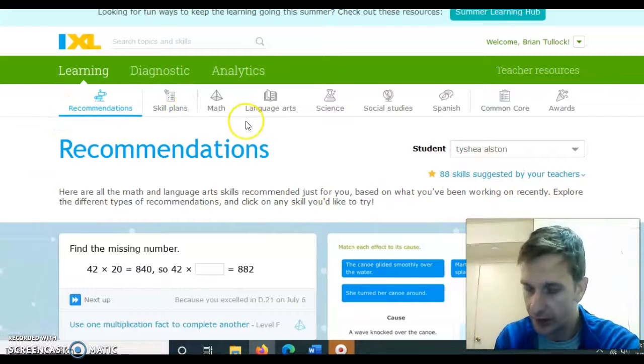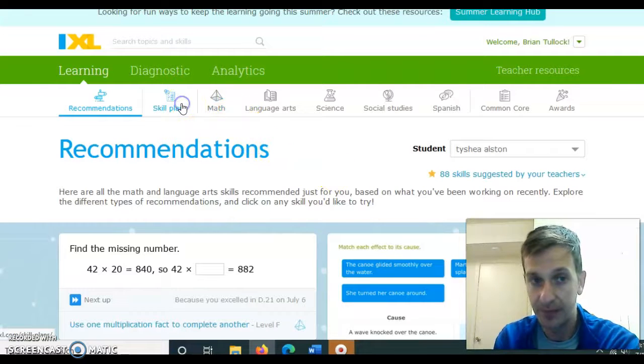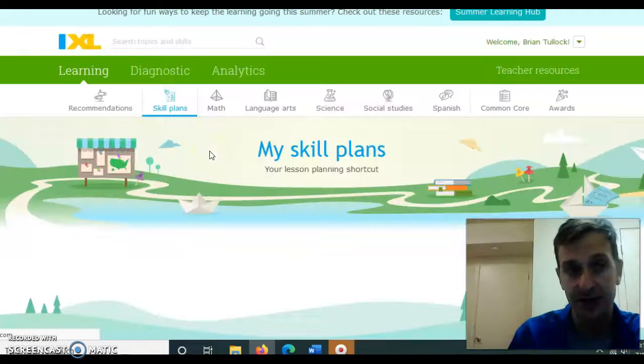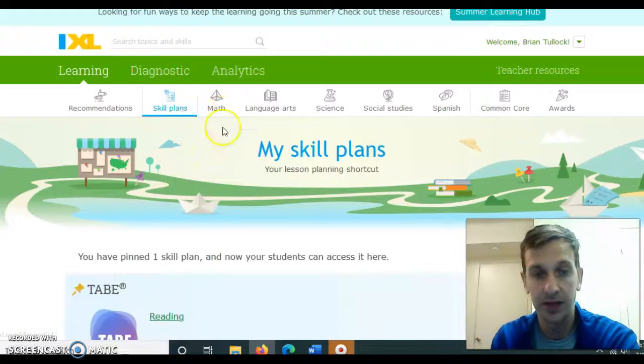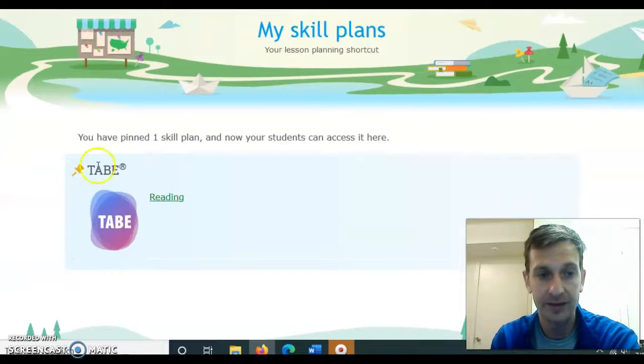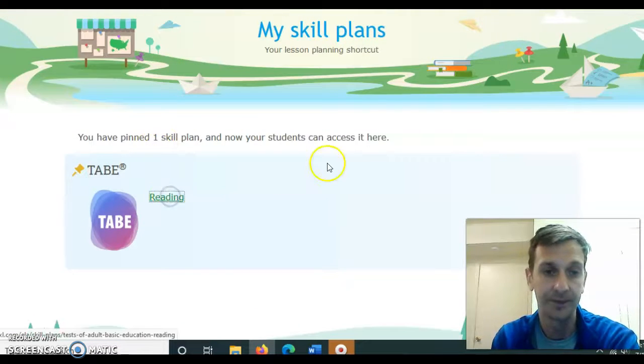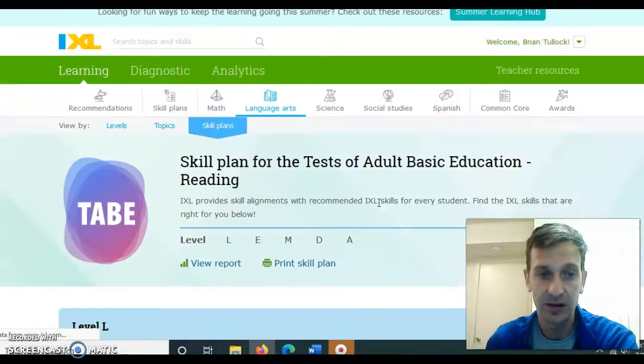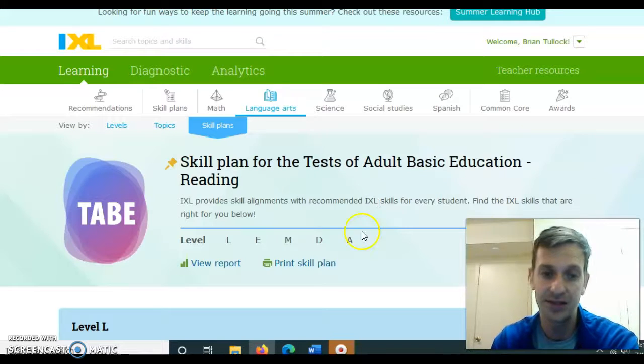But if you want to go in a different way and practice the skills that I haven't suggested, you go to Skill Plans and TABE Reading. So this is all the skill plans for your TABE test. There's no reason not to practice IXL because it's all laid out here for you. The more IXL you practice, the more likely you're going to pass this test.